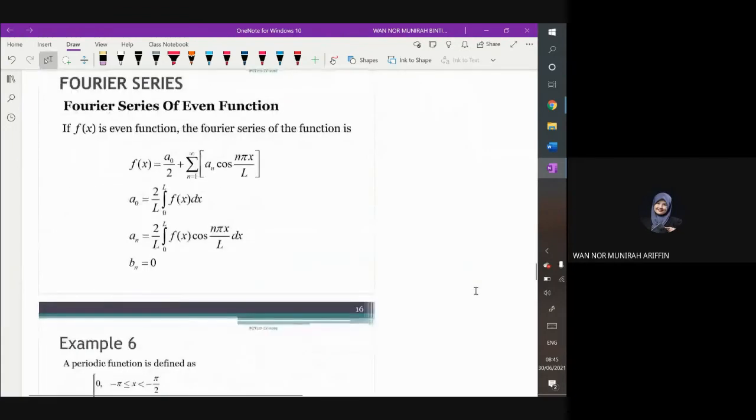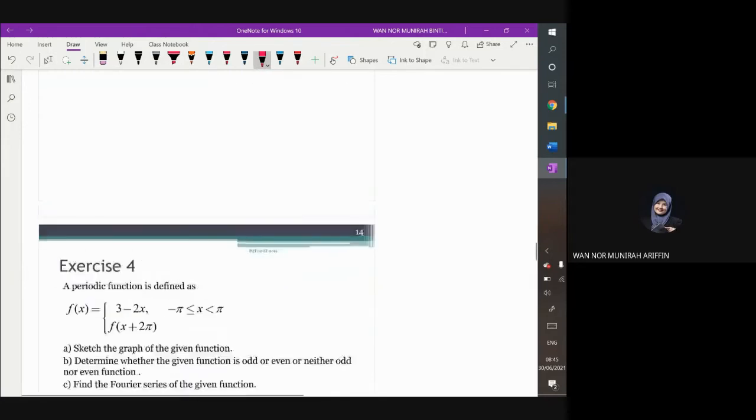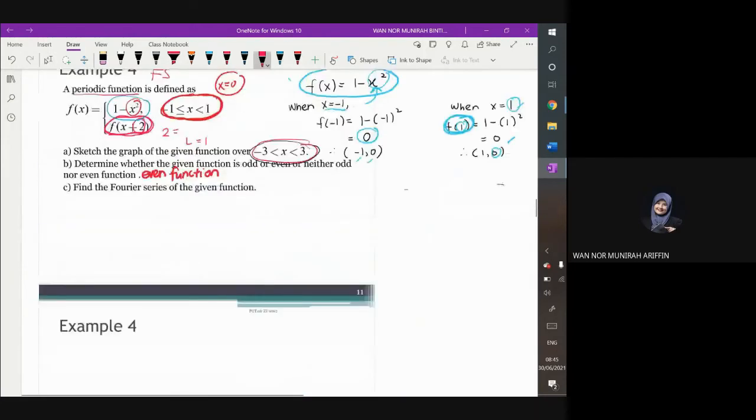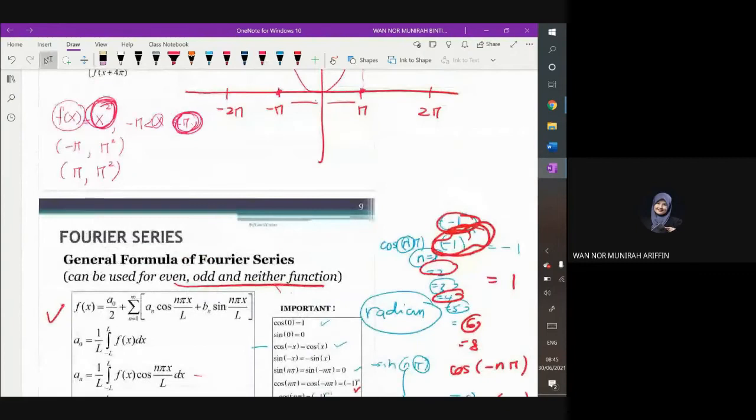Okay, when you have an even function, alright, so your bn is 0. Just put bn equals to 0. When you calculate bn, you will get always 0. Okay, so bn equals to 0. So the original formula just now is you have a naught, an and bn terms. Nampak tak dekat sini? This one eh. This is the formula. Okay, but when your bn is 0, so you left this one, this term.